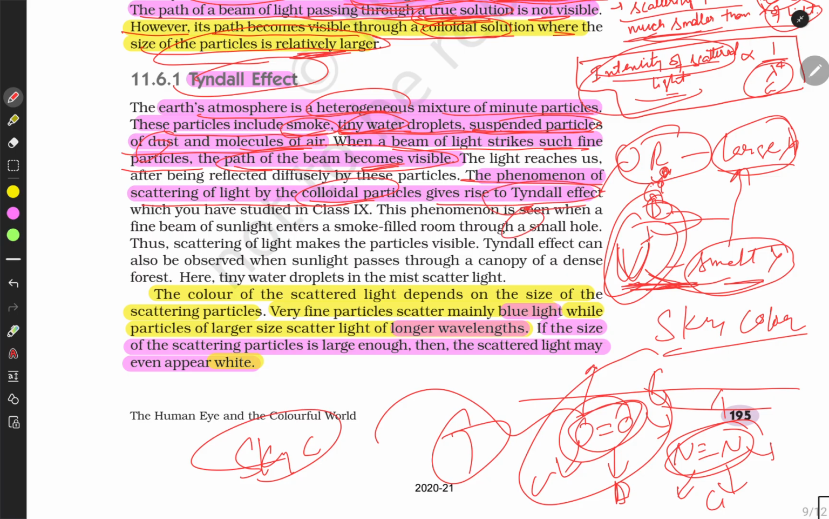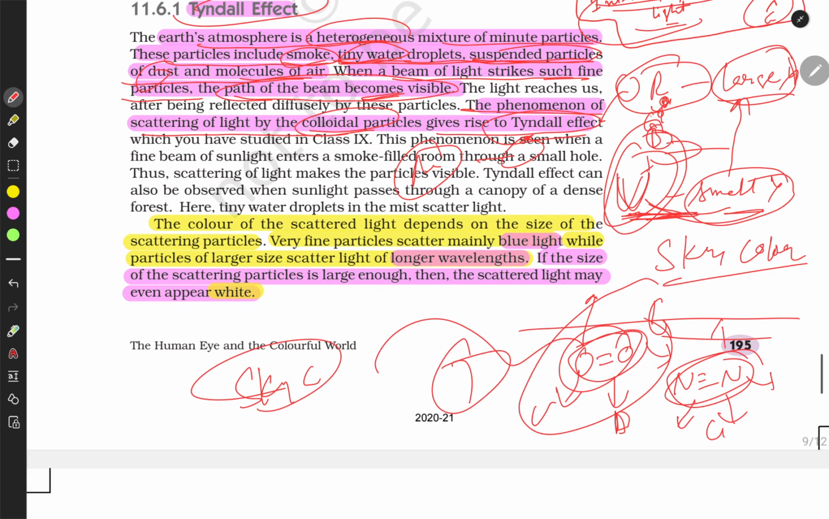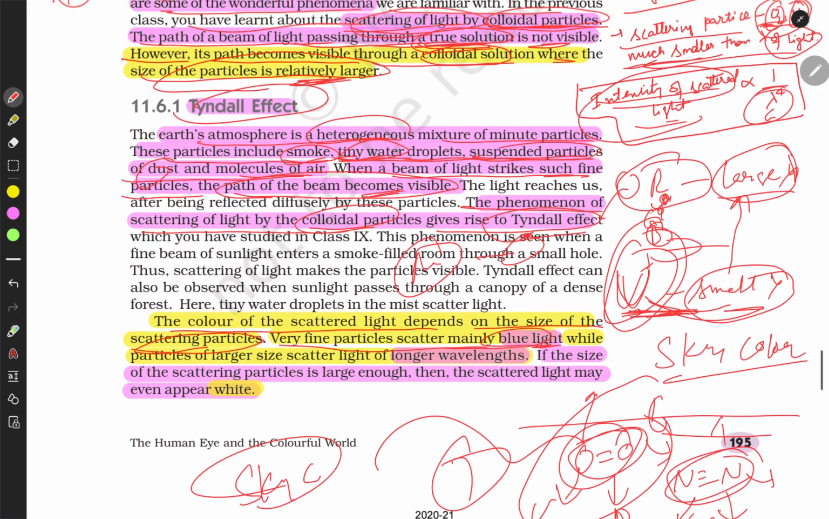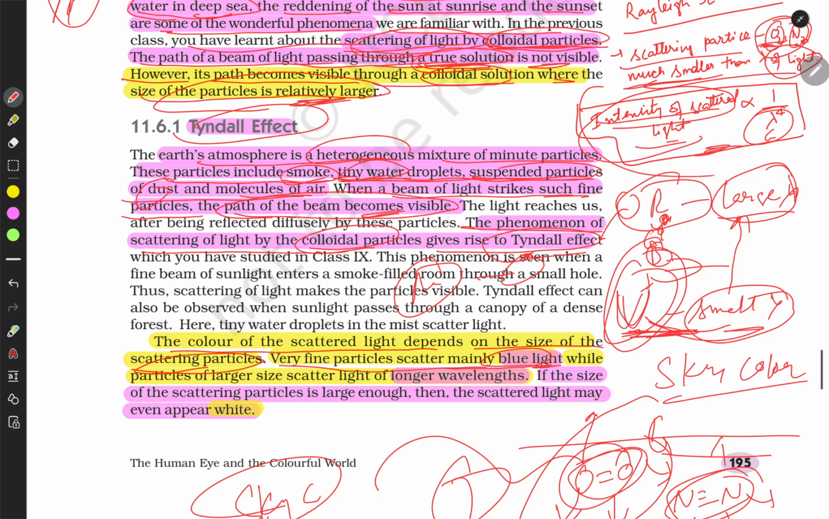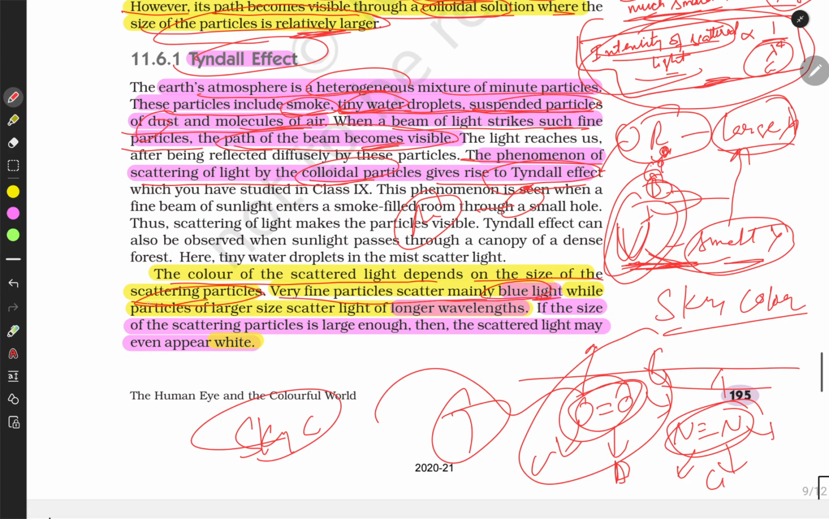This we have already studied in the ninth class, in the mixtures and solutions chapter. The color of the scattered light depends on the size of the scattering particles, and very fine particles scatter mainly blue light, which we have already discussed because of this formula, Rayleigh scattering. While particles of large size scatter longer wavelengths.